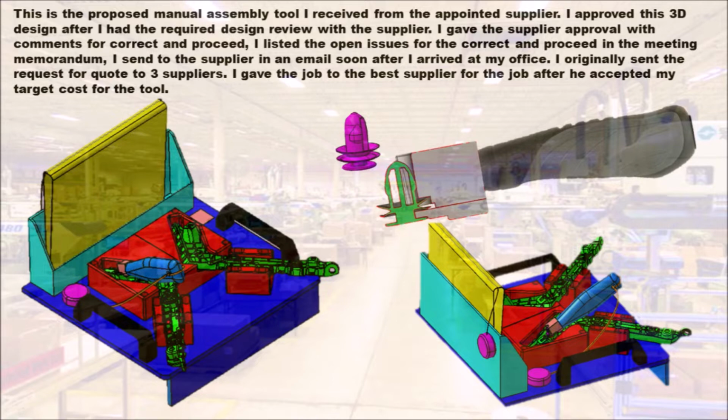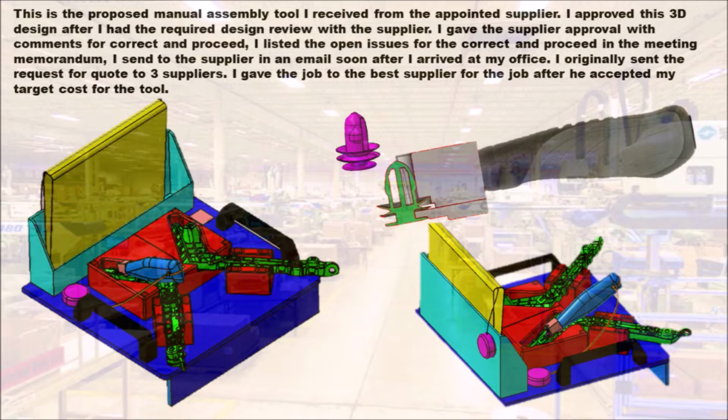I approved this 3D design after I had the required design review with the supplier. I gave the supplier approval with comments for correct and proceed. I listed the open issues for the correct and proceed in the meeting memorandum I sent to the supplier in an email soon after I arrived at my office.